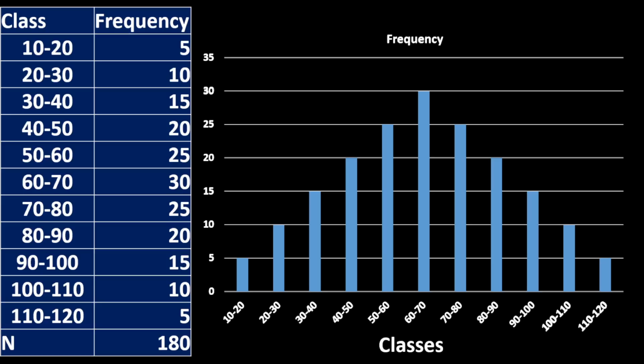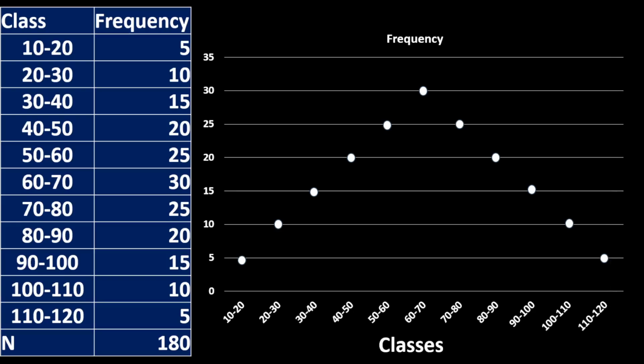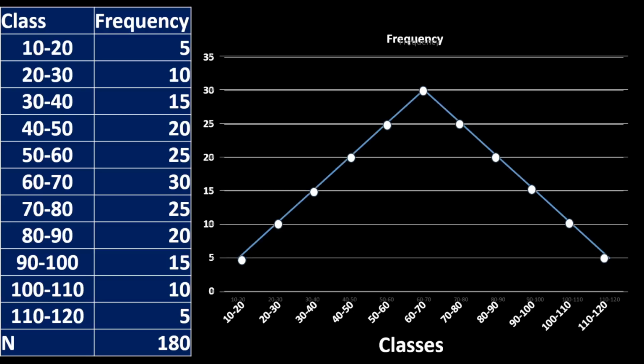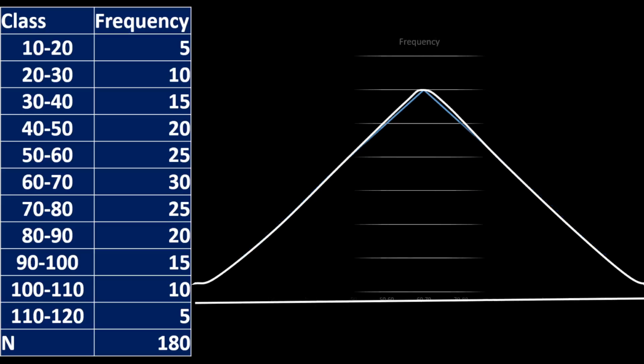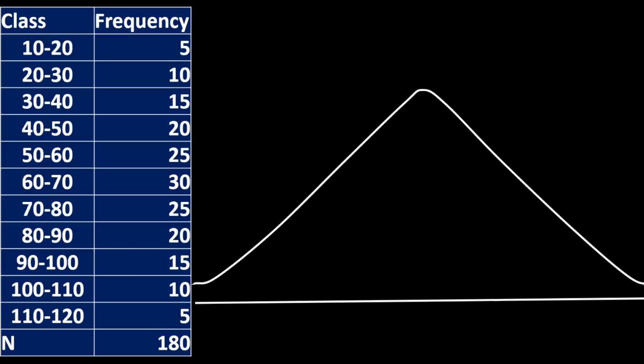Friends, if in place of a bar chart, points are plotted for the classes and the frequencies, the points will be found in this way. And if all these points are connected with straight lines, two lines intersect each other, and all the points are lying on these two lines. And if instead of straight lines a smooth line is used, then the graph will be found in this way. This is the normal probability curve.